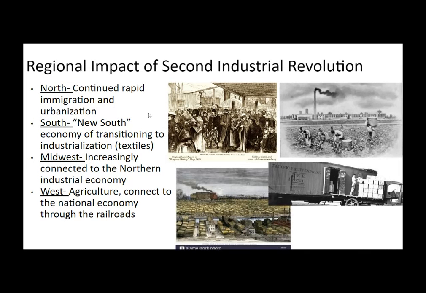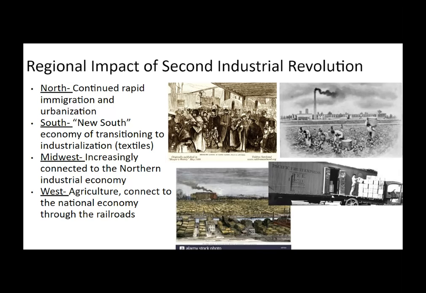So the regional impact we're going to see with the second industrial revolution: for the North, it's going to be a trend that continued from the earlier part of the 19th century. Lots of immigration, continued urbanization, more mechanized labor, more factories, and what had been the rural portions of the Northeast that were utilized for things like food production will become smaller and smaller.